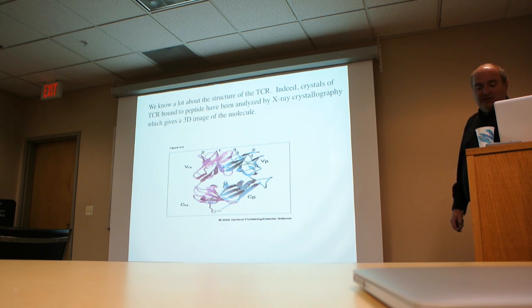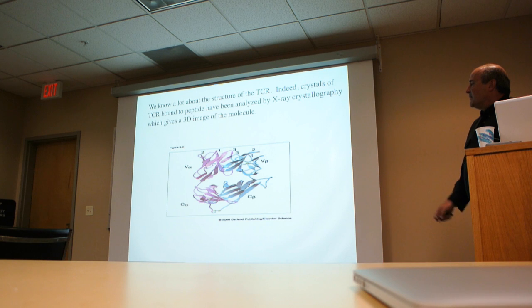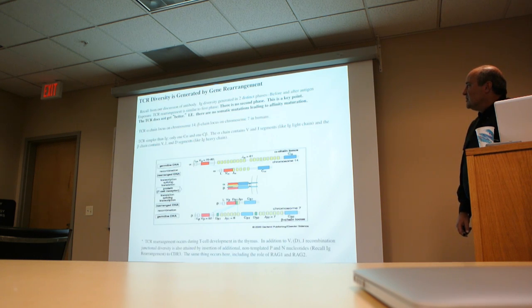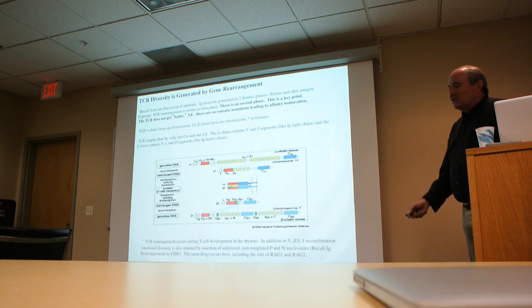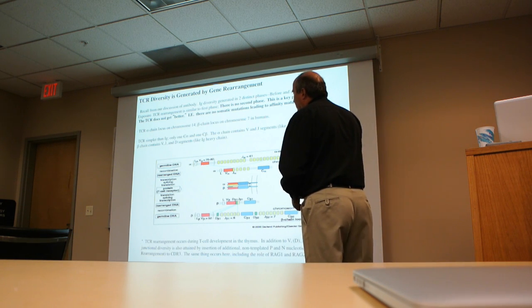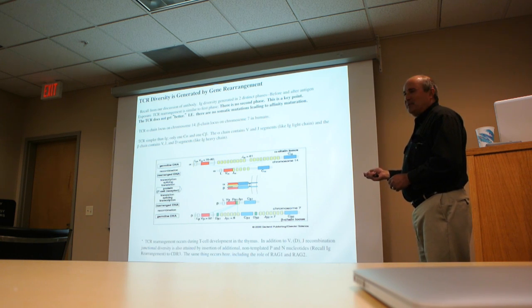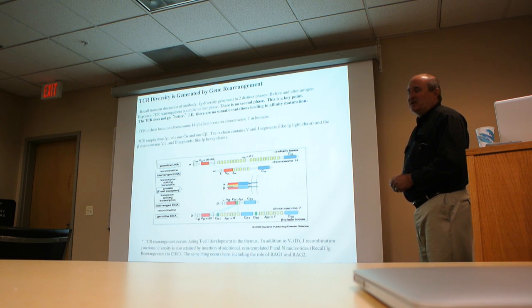We have regions, so constant domains and variable regions. Constant domains make sure of the three-dimensional presentation of the variable region, and we know all of that from detailed X-ray crystallography and such. The recombination events, the story is the same. I don't think I have to repeat everything. We have loci for the alpha, and we have loci for the beta, and they have different copies of gene sequences. Variable, indicated in red here, and joining, indicated in yellow here.